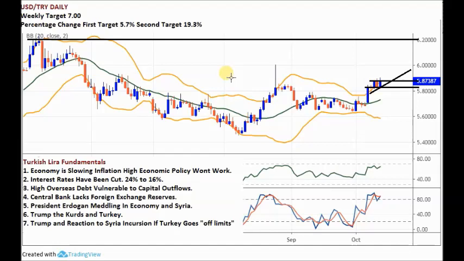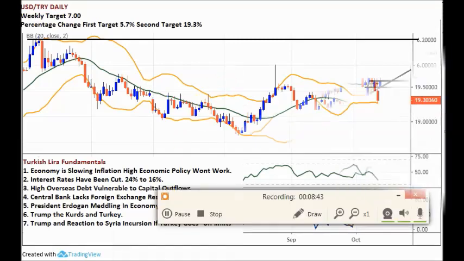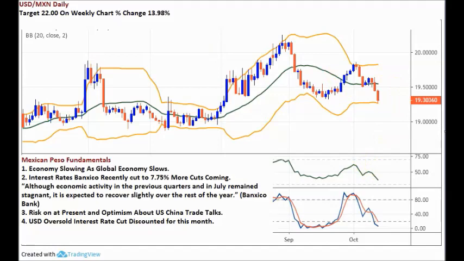Now, another fast-moving pair we're going to look at is USD MXN, which I think has got a really attractive kind of risk to reward to it. Let's go and take a look at it right now. USD MXN daily chart. I'll draw some levels in a moment, but let's have a look at the Mexican peso fundamentals first of all. The economy is clearly slowing. It will continue to slow as the global economy slows. Mexico is heavily dependent on global trade and obviously commodity exports, which we think are going to fall, commodity prices generally.